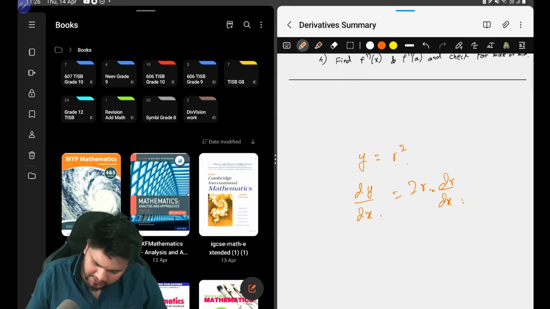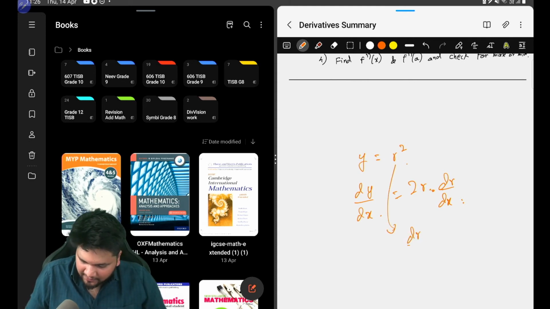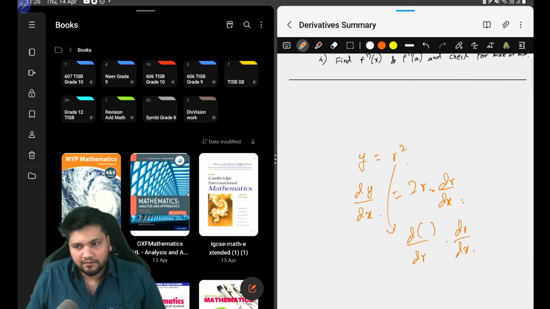At the end of the day, I'm doing the same thing, that I'm differentiating whatever this is with respect to r into dr by dx. dy by dr. So wait, that way only. So this, whatever this bracket I'm talking about. So why do we need to write dr by dx after doing this?